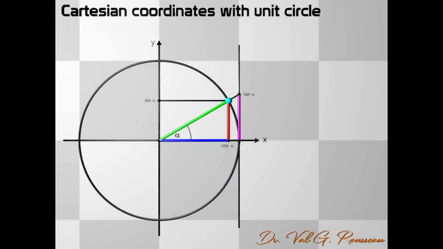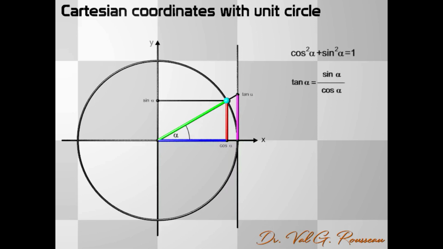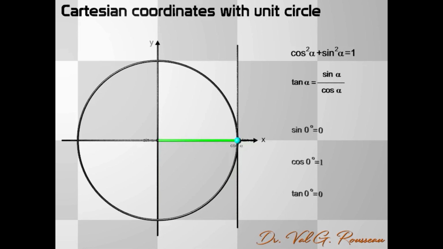Let us write in a corner the two formulas that we just derived, as they are going to be very helpful. Let us start by decreasing the angle down to 0 degrees and look at what happens to the trigonometric functions. The blue segment reaches a maximum length of 1, while the red and purple segments both go to a 0 length. We conclude that for an angle of 0 degrees, the sine is 0, the cosine is 1, and the tangent is 0. Note that these values agree with our two formulas.